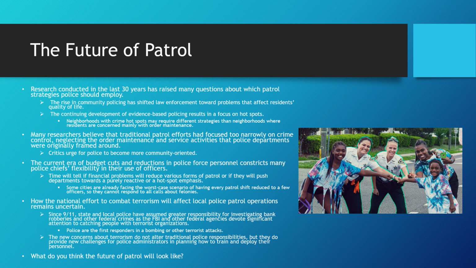Some cities have already faced the worst-case scenario of having every patrol shift reduced to a few officers, so they cannot respond to all calls about felonies. So the next question is how the national effort to combat terrorism will affect local police patrol agencies, which remains uncertain. This is because since 9/11, state and local police have assumed greater responsibility for investigating bank robberies and other federal crimes, as the FBI and other federal agencies devote significant attention to catching people with terroristic organizations.